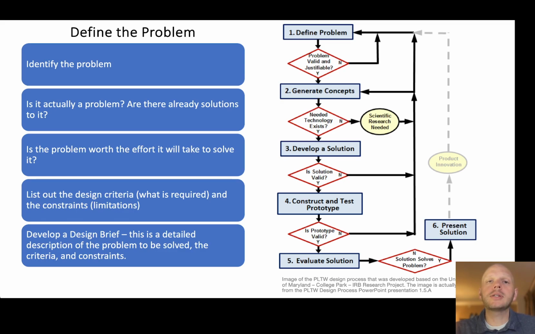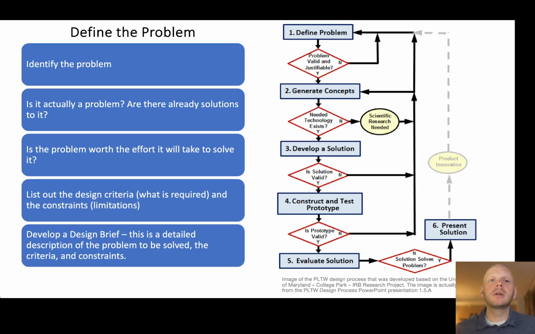We need to list out the design constraints and the criteria. The criteria being the things that we know we have to do. The constraints being the limitations, the things that are going to limit us. So as an example, criteria might be if I'm designing a product, it needs to be able to work for both people who are right-handed and left-handed. So that might be a design criteria. We have to consider that whenever we're designing it.